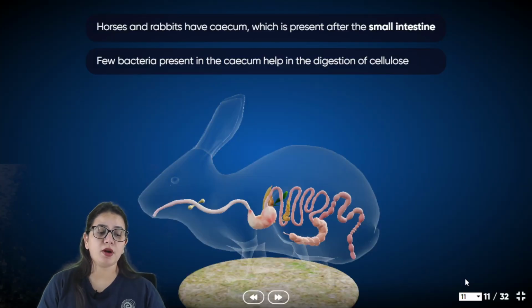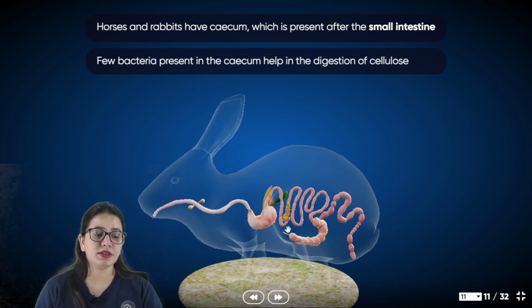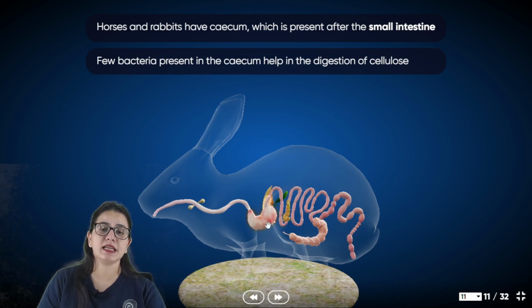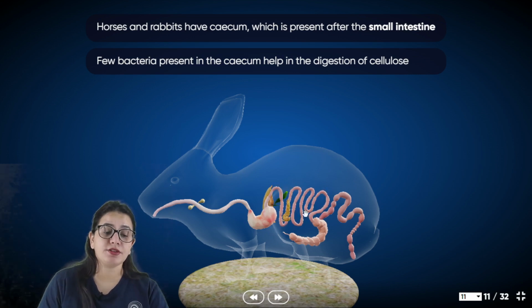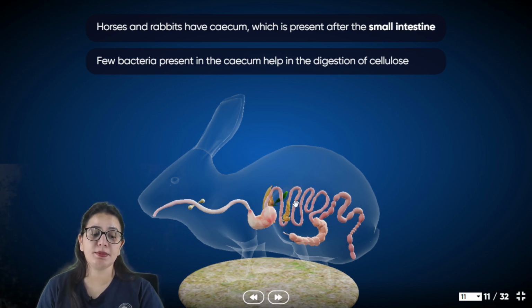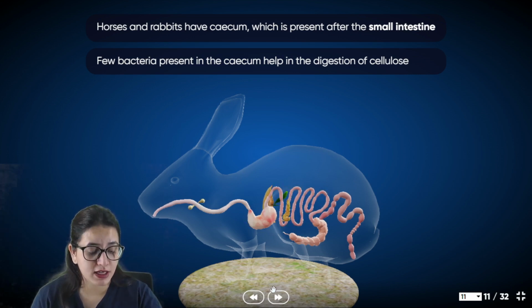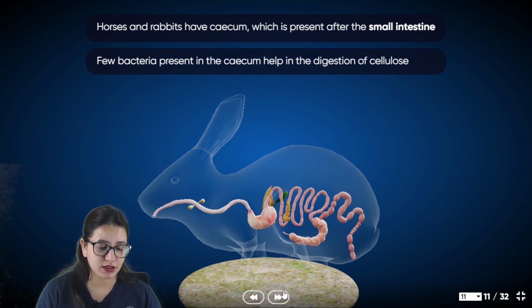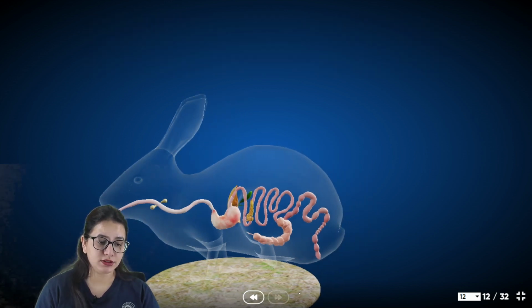So we're talking about the rabbits and the horses, which is basically having a cecum present after the small intestine, and few bacteria present in the cecum help in the digestion of the cellulose. This is what we have discussed. Moving forward, next we have a question.